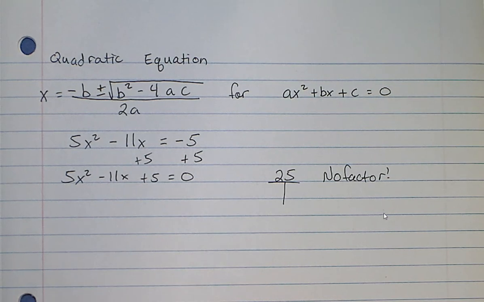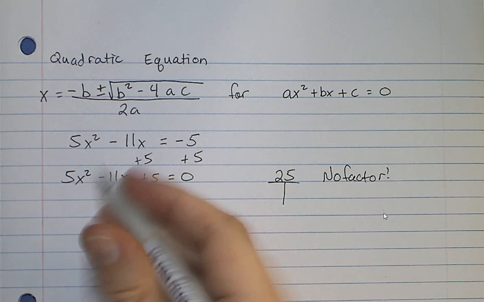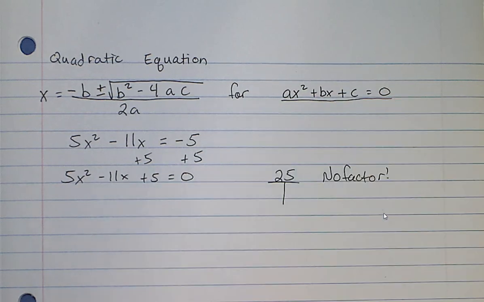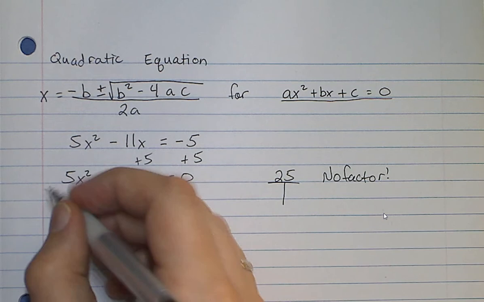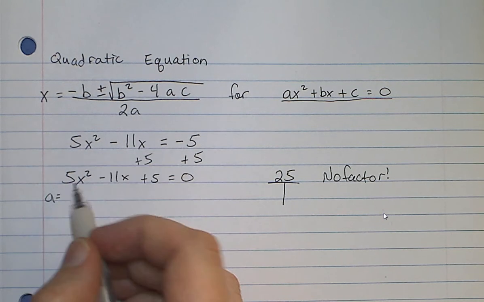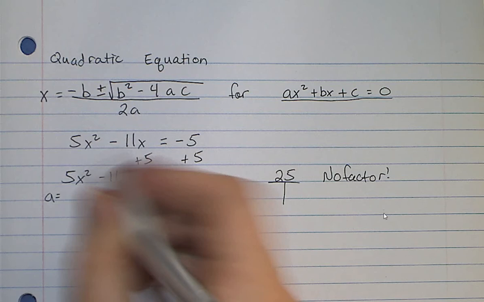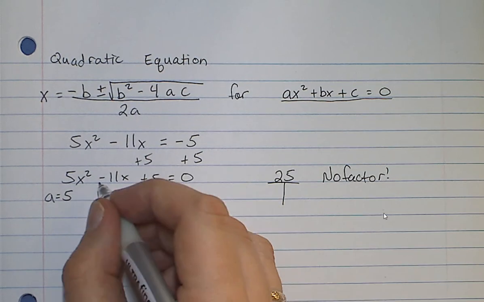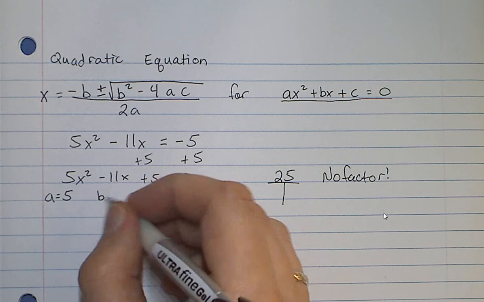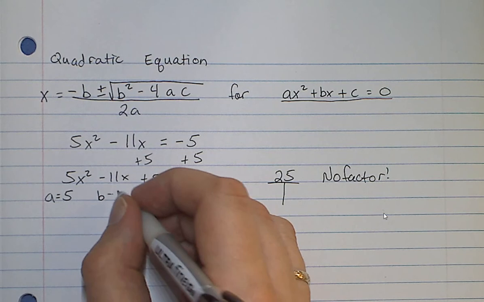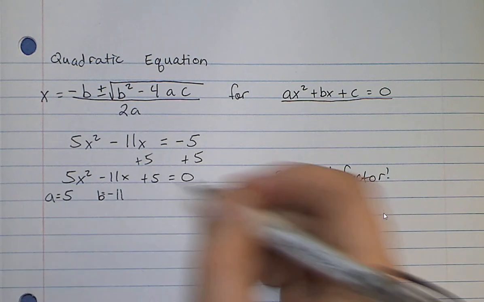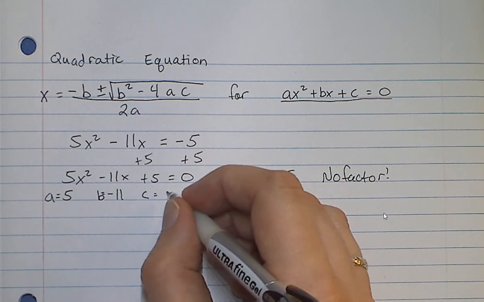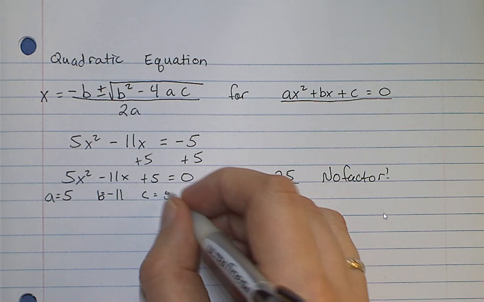Okay. First thing you have to do is look at the thing that's on the right and decide what a, b, and c are. So in this case, a is the number that's in front of the variable squared. So what's a? 5. B is the number that's in front of the plain variable. So what's b? Negative 11. And then c is the number that has no variable. So what's c? 5. Okay, cool.